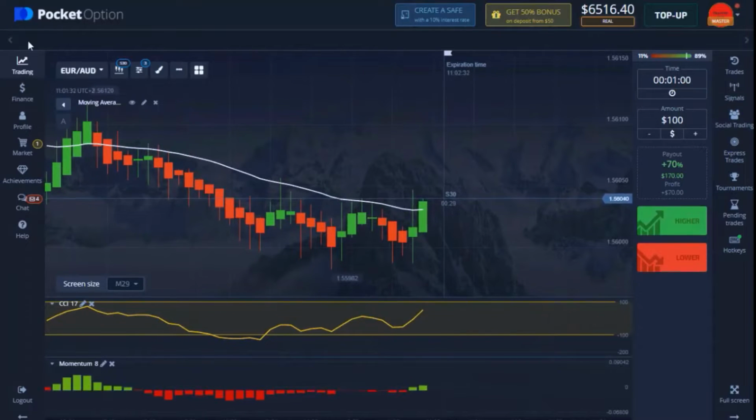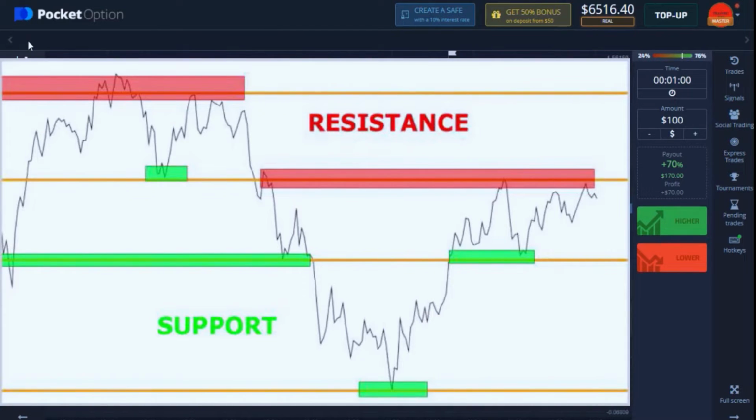In today's video I'll be trading again with Pocket Option, and of course I'm going to show you another great strategy that you're seeing here right on the screen. Another thing is that I'll be showing you three positions to make use of this strategy, which are the resistance, the support, and the middle.